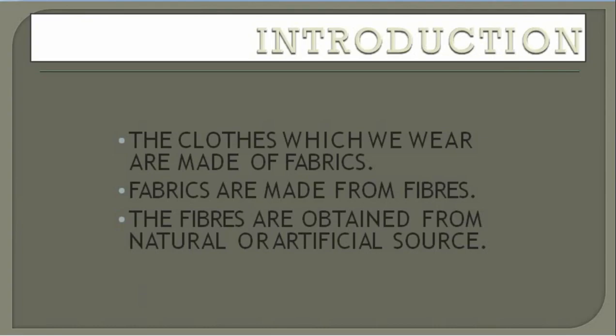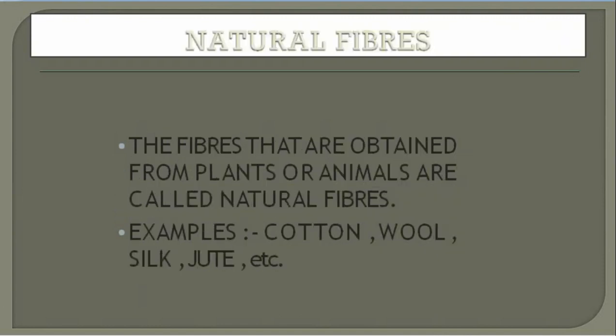So first I'm going to give you a short introduction. The clothes which we wear are made up of different kinds of fabrics. Fabrics are made from very thin fibers. The fibers are obtained from two types of sources: natural or artificial resources. So, first we are going to talk about natural fibers.